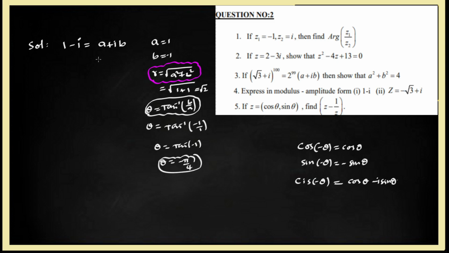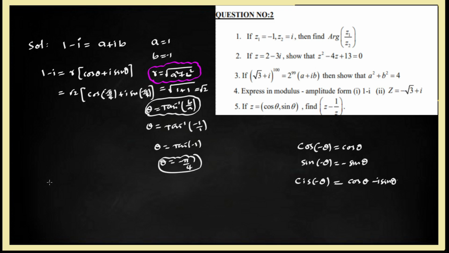Now, given a complex number, we have to convert it into modulus amplitude form. So r is the modulus, that is root 2, and the amplitude theta is minus pi by 4. Given the complex number, we have to convert it into r into cos theta plus i sin theta, where r is the modulus, that is root 2, into cos minus pi by 4 plus i sin minus pi by 4.